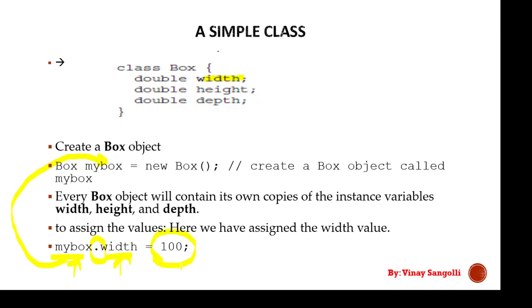100. Therefore you can say that the dot operator gives access to both the instance variables and the methods within the object. Whenever you want to get a variable within an object, it is done with the help of the dot operator. In short, we have created a copy of this width from the class, inside the object myBox.